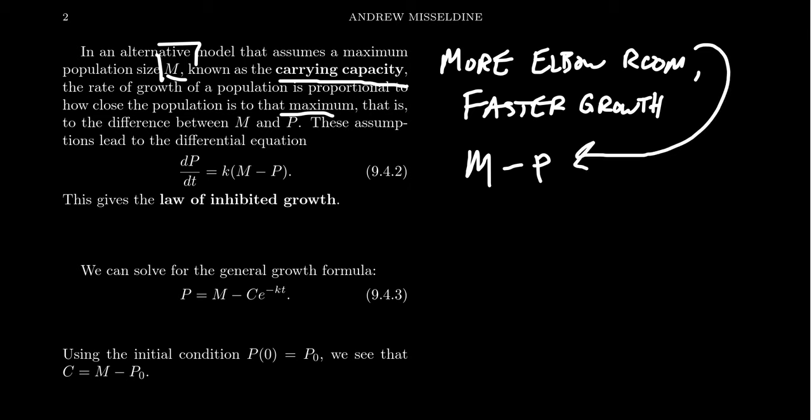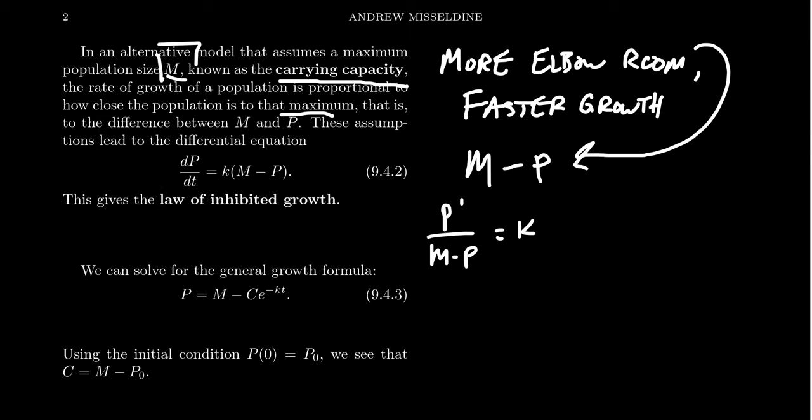If there's a lot of elbow room, we're going to grow rapidly. And then as things get closer and closer to the maximum population, the growth will tend to slow down and down. So what we're saying here is, what if the growth rate P prime is proportional to the elbow room? Things grow fast when there's a lot of elbow room, and things will grow slowly when there's not a lot of elbow room. Well, clearing the denominator, we get the following equation right here: P prime equals K times (M minus P).